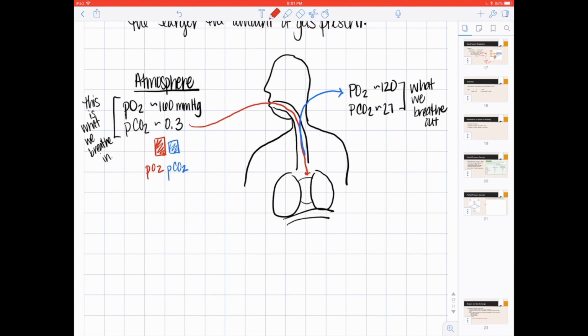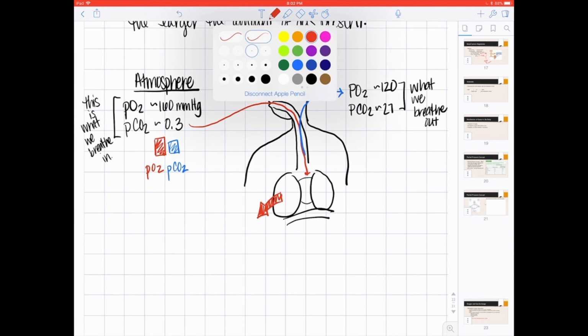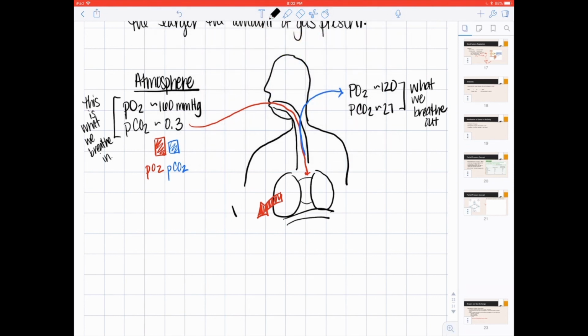So now that oxygen and CO2 that we are breathing in is going to go down into the lungs, right? And it's going to go into the alveoli. So I'm just going to draw kind of what a zoomed in picture of the alveoli would look like. And it's probably going to be pretty bad. Okay, so we've got some alveoli there, each of these little individual circles being the alveoli.